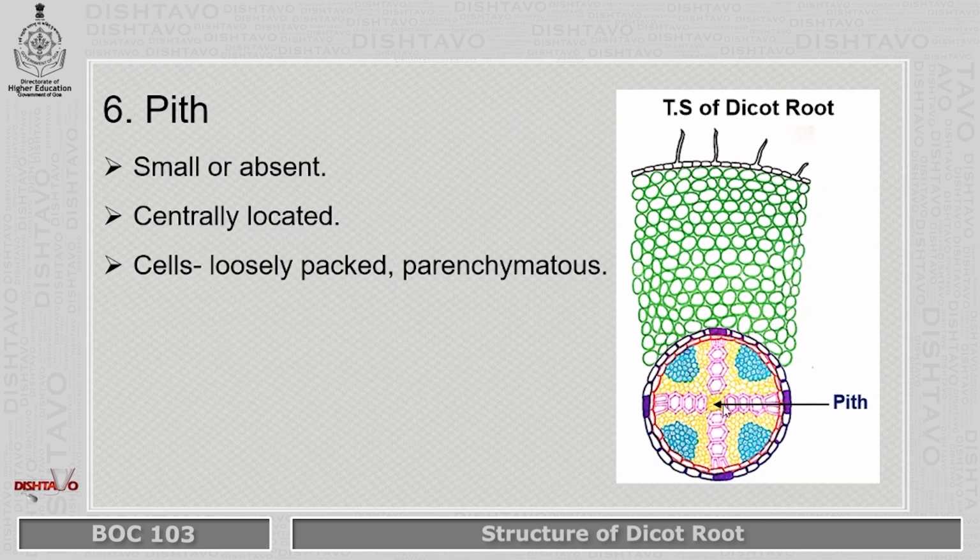Sixth layer is pith. Here you can see at the center, this is pith. In dicots, pith is usually absent. If present, it is very small. The cells of this are loosely packed and parenchymatous.